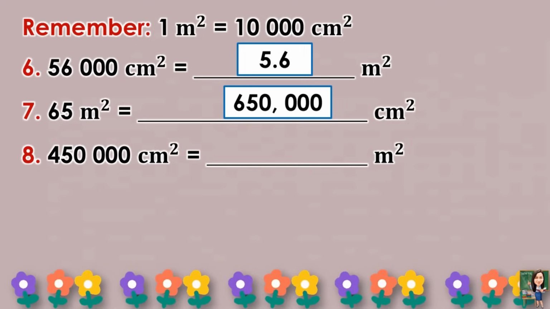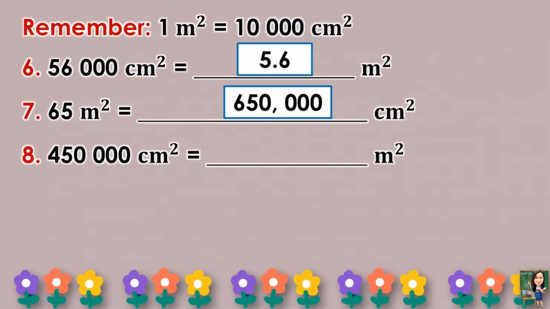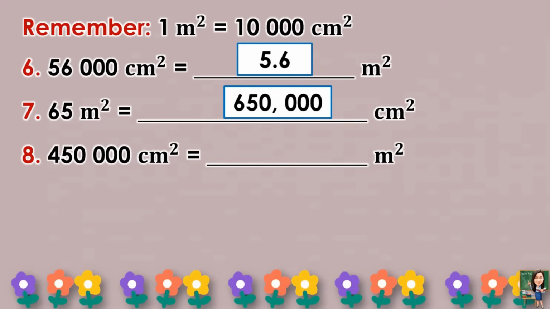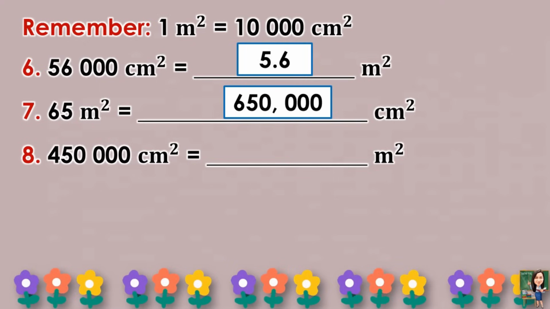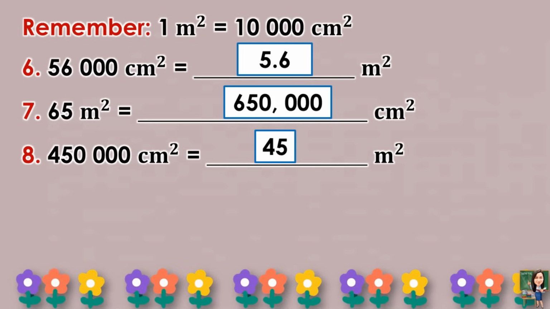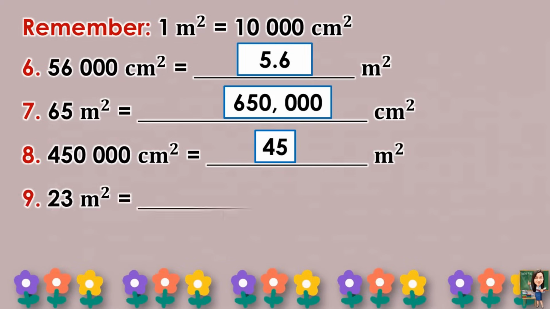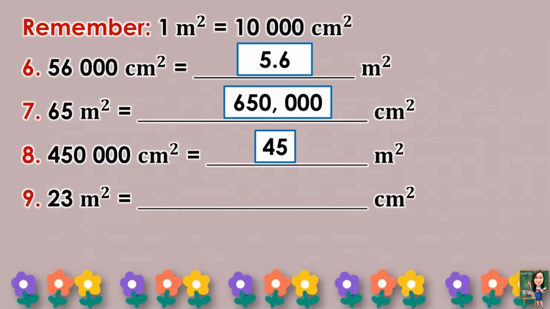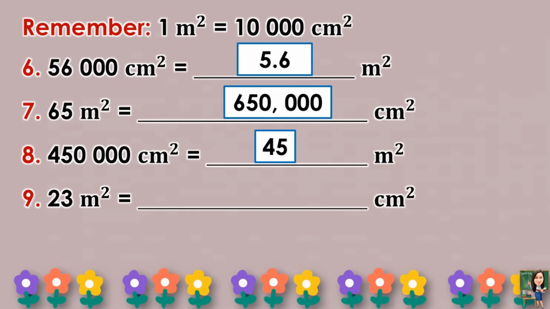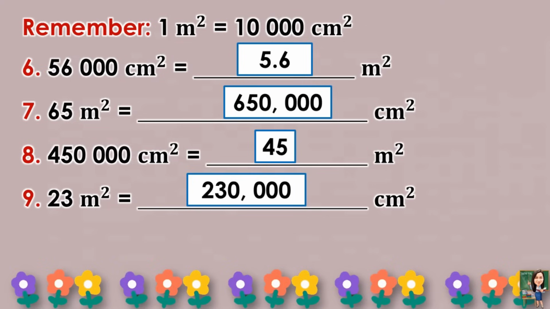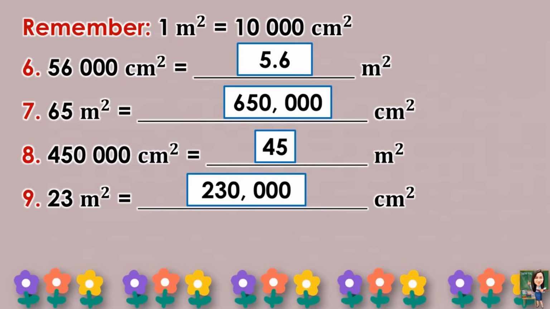Number 8. 450,000 square centimeters is equivalent to how many square meters? Very good. The answer is 45 square meters. Why? Because we divide 450,000 by 10,000. Number 9. 23 square meters is equivalent to how many square centimeters? Very good. The answer is 230,000 square centimeters. Why?